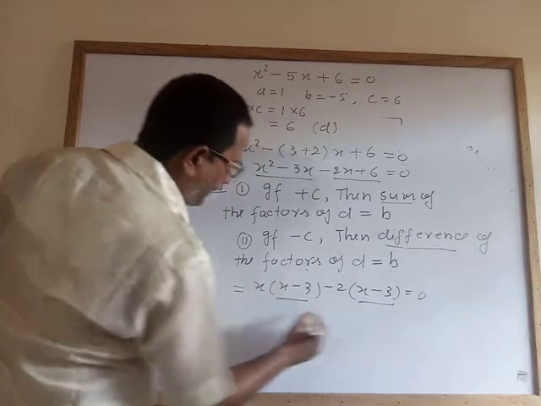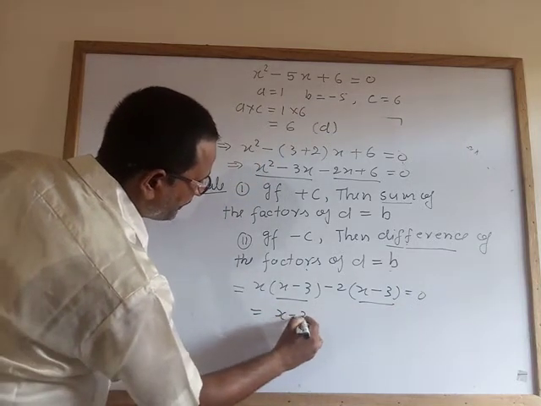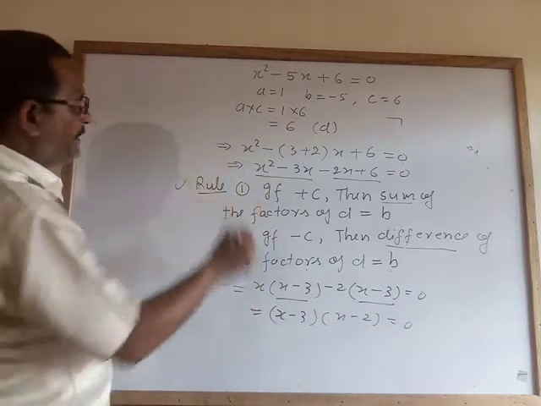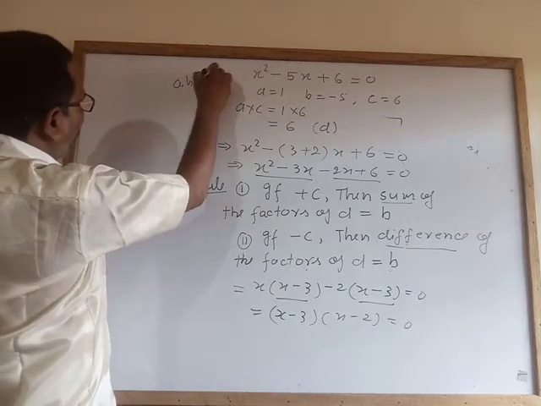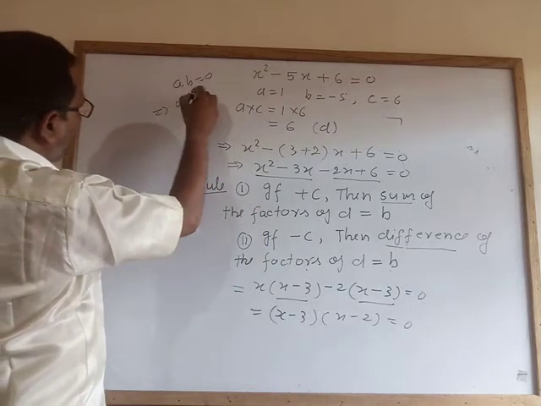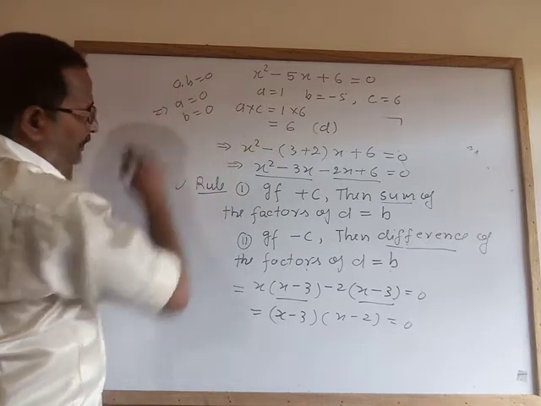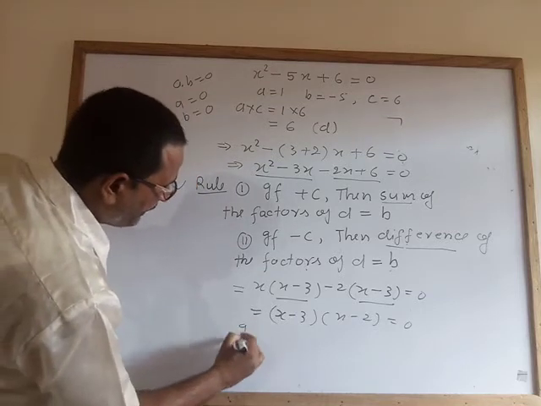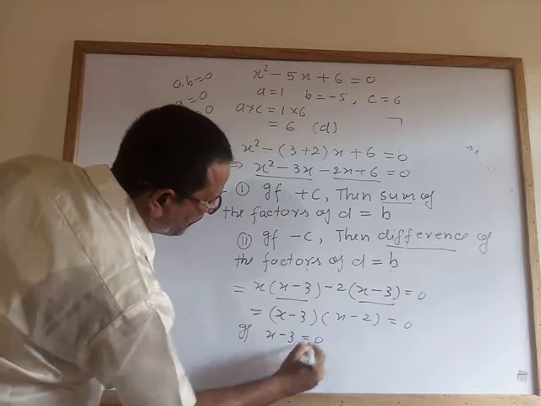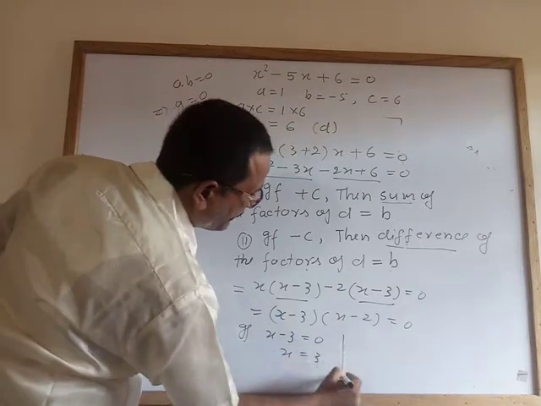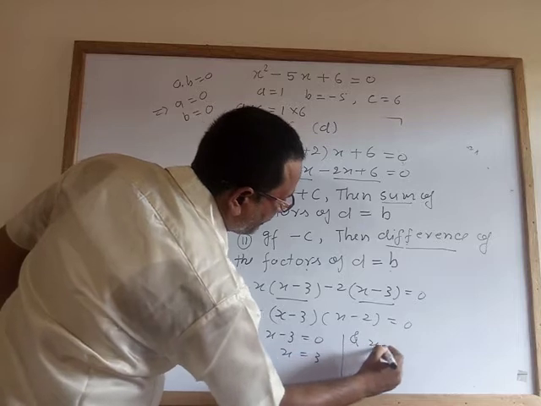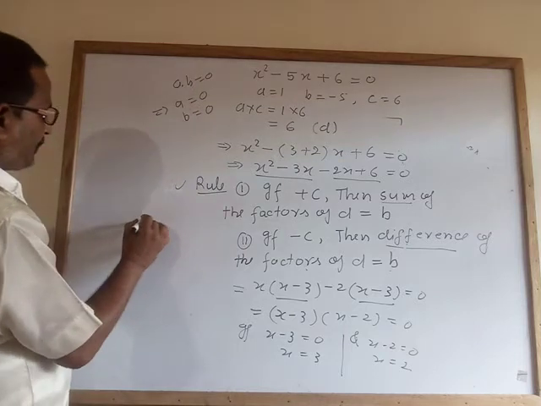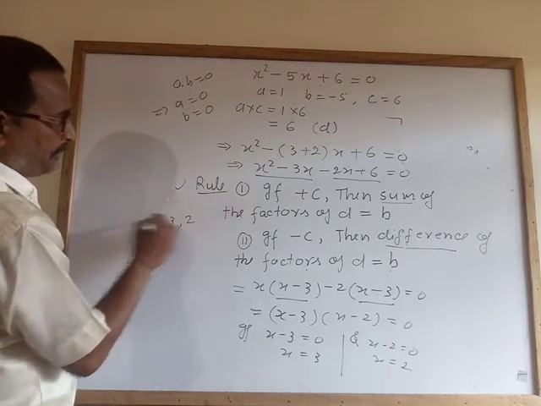Now x minus 3 is common. What is remaining? x minus 2 is equal to 0. You know that if a into b is equal to 0, this implies that a equals 0 and b equals 0. Same rule I am going to apply here. If x minus 3 is equal to 0, then x is equal to 3. And x minus 2 is equal to 0, x is equal to 2. See that, x has two solutions: x value is coming 3 and 2.